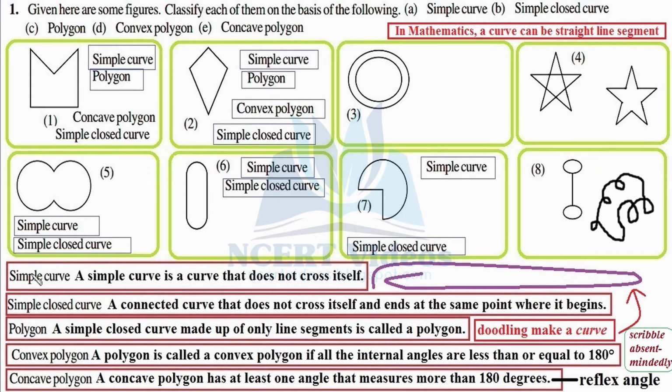Another point it says in simple curve is that it does not cross itself. So here, it is a curve which does not cross itself anywhere. But in this figure, it crosses itself in various positions. That is here, here and here. Therefore, it is not a simple curve. You can call it a complex curve. But these both are curves.